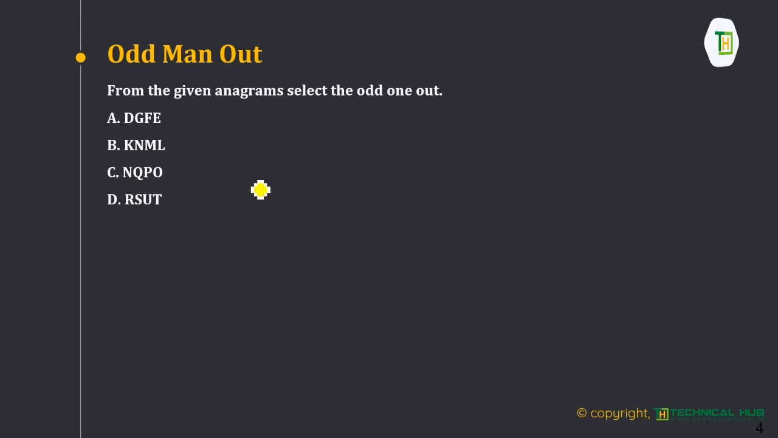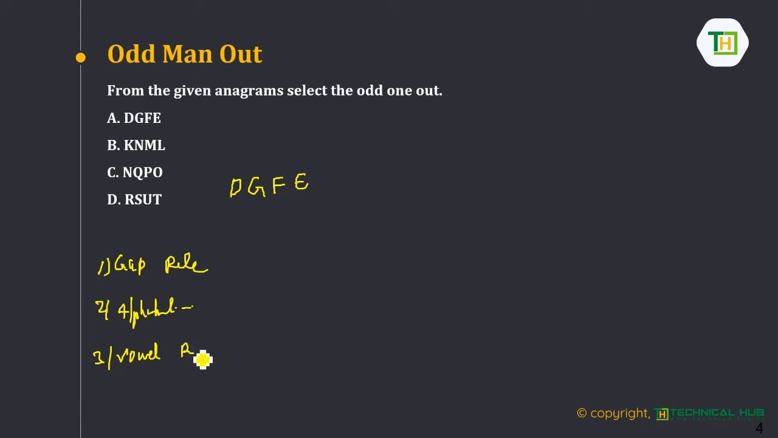First of all, find out the given words. Coming to option A: D, G, F, E. In odd man out, everyone follows three rules. The first rule is the gap rule, the second is the alphabetical order rule, and the third is the vowel rule. Everyone follow these three rules step by step. Coming to the first option, write down with respect to numbers. D is 4, G is 7, F is 6, E is 5.